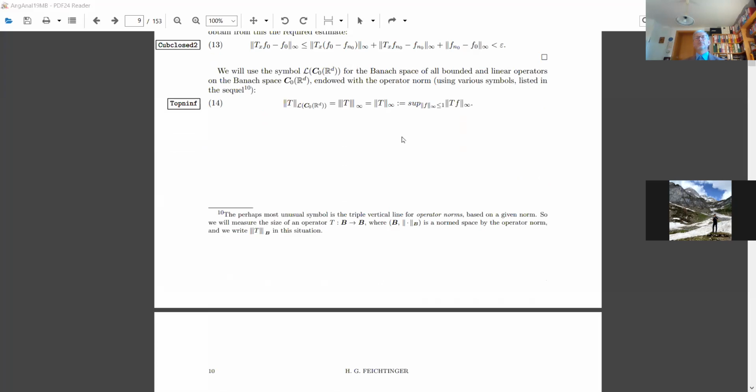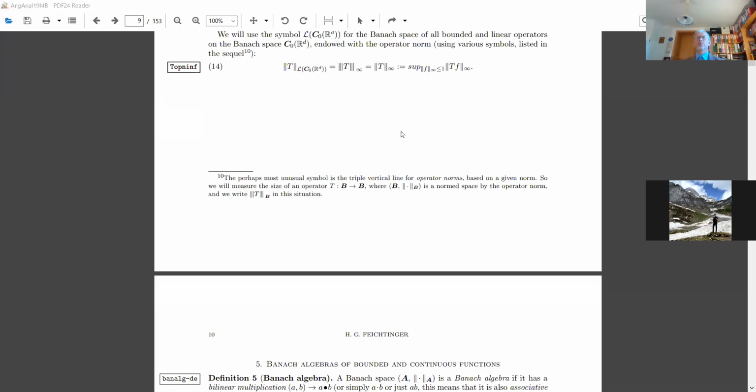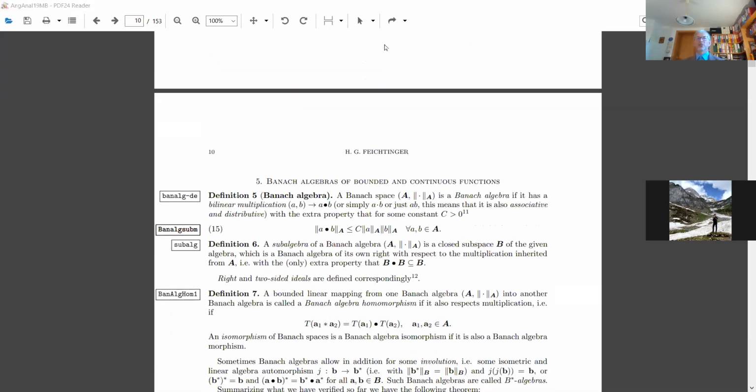And we also will see that the norm of a matrix that you can compute with MATLAB is just the operator norm in exactly this spirit, where you take the Euclidean norm for vectors on the input side and on the output side. So this is quite natural.